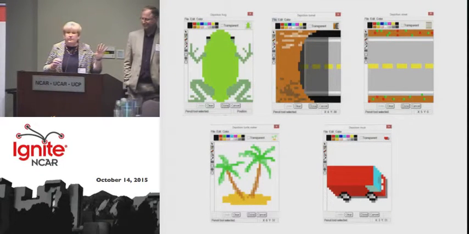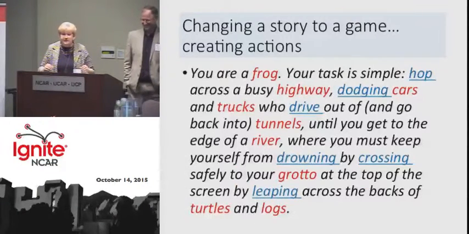You're seeing 2D representations there. We also have a 3D software version. So the kids are able to design agents that are specific to them. They can make Frogger, they can make Hogger, they can make Dogger. They can make it so that it is specific to them.